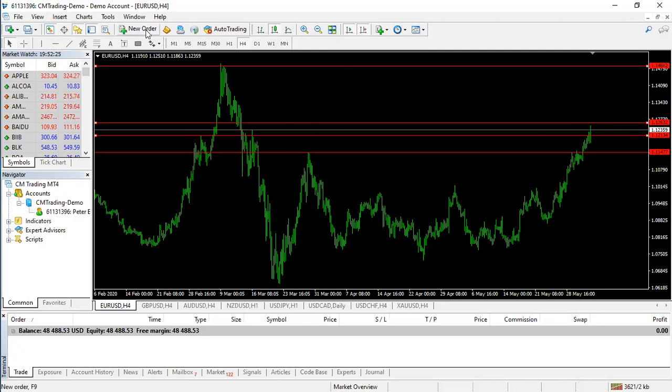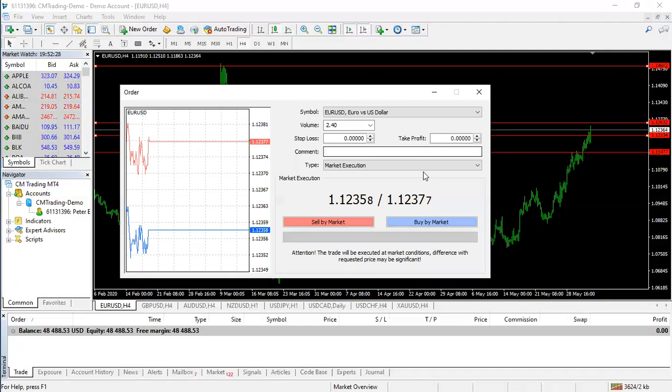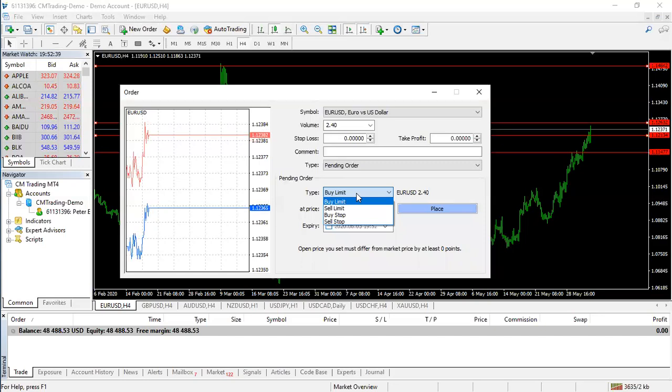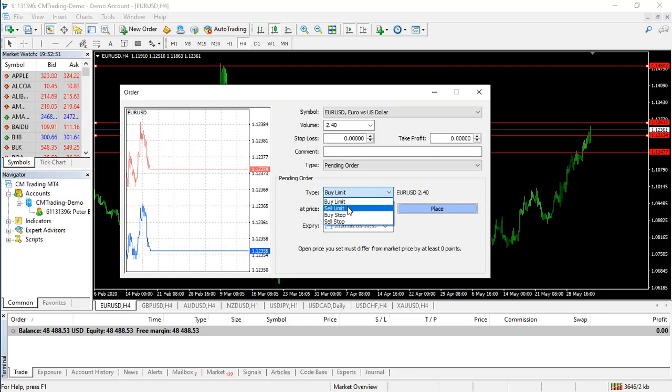So what you do is you come to new order, okay? Then for type of order you go to pending orders, okay? Then the type of pending order you want, we want buy stop. We said buy limit is a bit advanced, sell limit is a bit advanced, so don't focus on using the limit orders. Use buy stop and sell stop. By all means, try and learn to use buy stop and sell stop. So we expect a buy when it reaches this point, so we're going to go for a buy stop, okay?